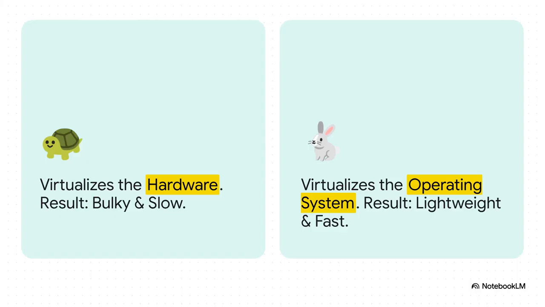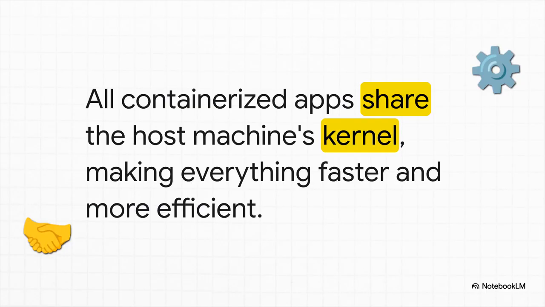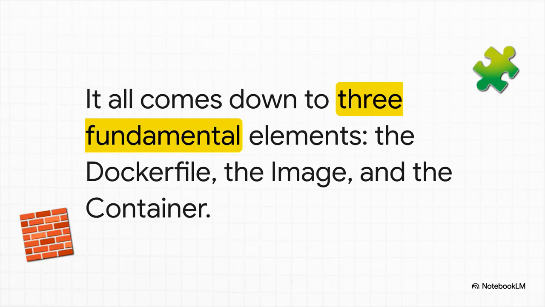Here's the key difference. A VM pretends to be hardware. A container just virtualizes the OS. This means all your containers share the host machine's kernel. That's why everything is so much faster. So, how does Docker actually pull this off?